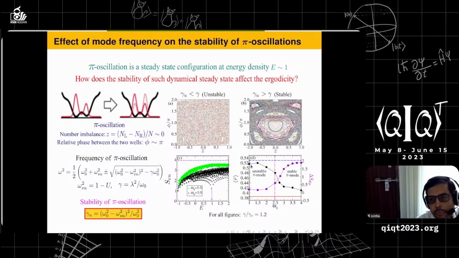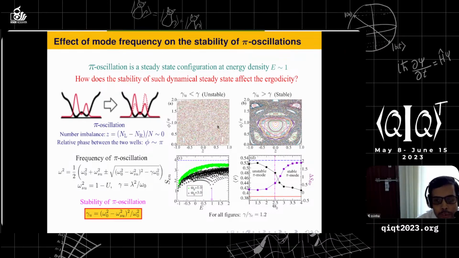consecutive level spacing. And also if we calculate the dip in the entanglement entropy, we find that in the stable regime, the stable pi mode, this dip is large. But if we move over to the unstable regime of the pi mode, this dip actually vanishes. So there is a very strong reflection of the stability of this certain dynamical state. The underlying classical dynamics indeed influences the ergodic behavior of the quantum system here.